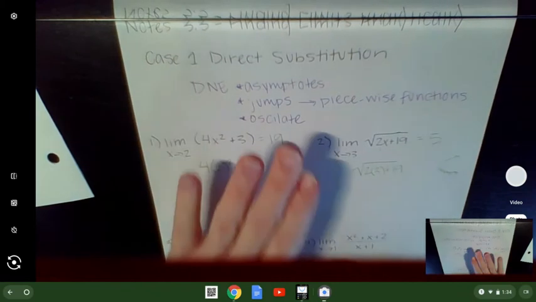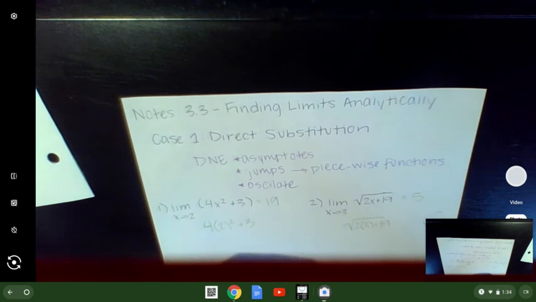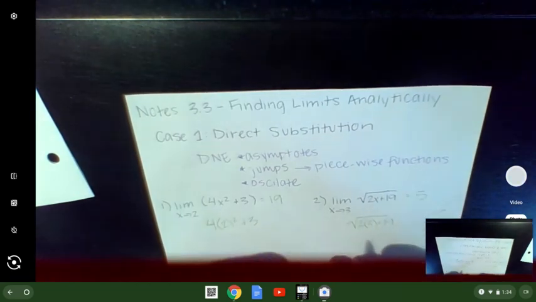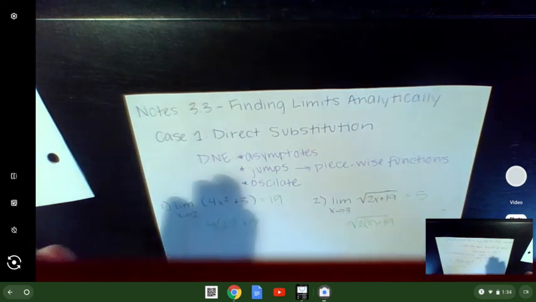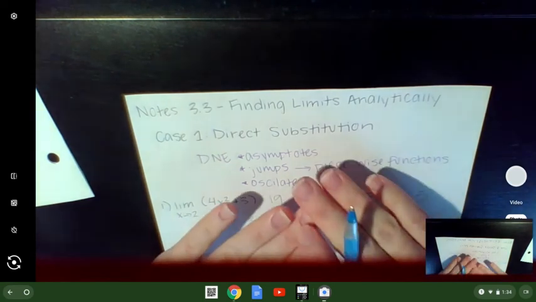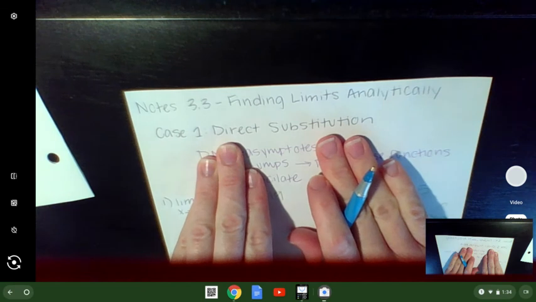So here we go. Finding limits analytically. So there are three general suggestions when you are trying to find a limit analytically or by hand. The first case is really the case that you should always try, no matter what. Like, this isn't a which case does this problem fit kind of situation. Case one is this fits everything. Case one is direct substitution.